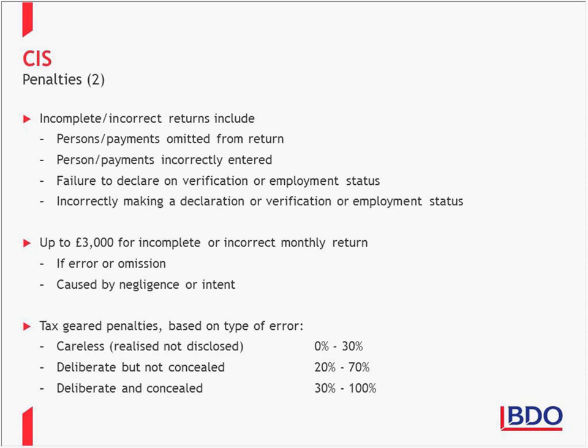If there are any CIS deductions which have not been paid over to HMRC, HMRC have the ability to charge penalties on a tax geared basis. As seen at the bottom of that slide, there are three levels of potential penalty, which depend on the seriousness of the error or omission.